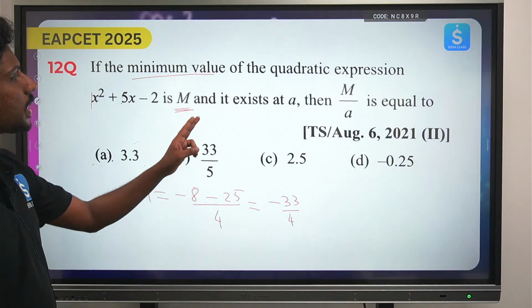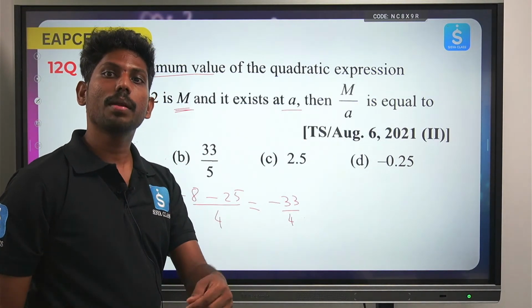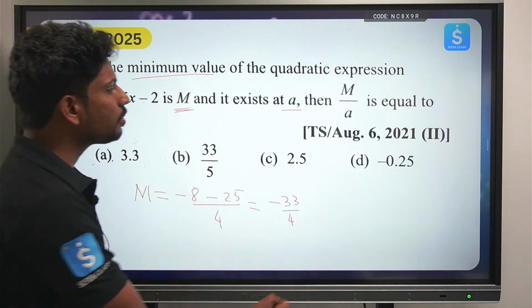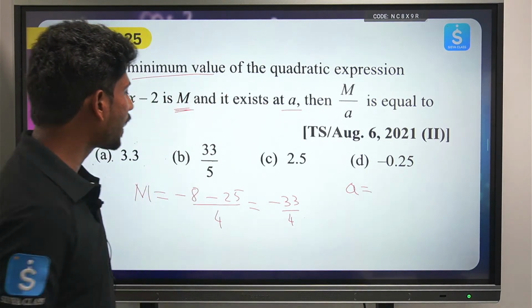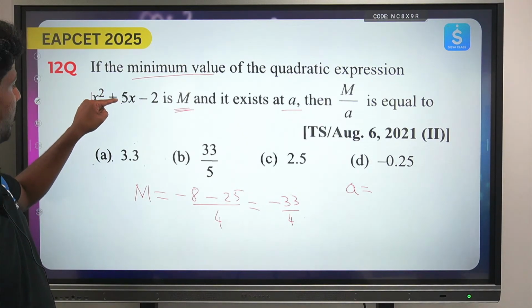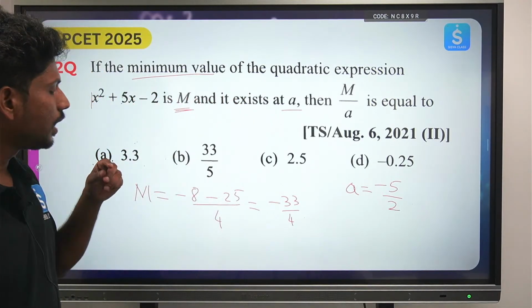Okay, now what is it? She is saying it exists at a. It is the minimum point, right? So it exists at a, so a is equal to minus b by 2a. Now, what is the b value? That is 5. So minus b by 2a.